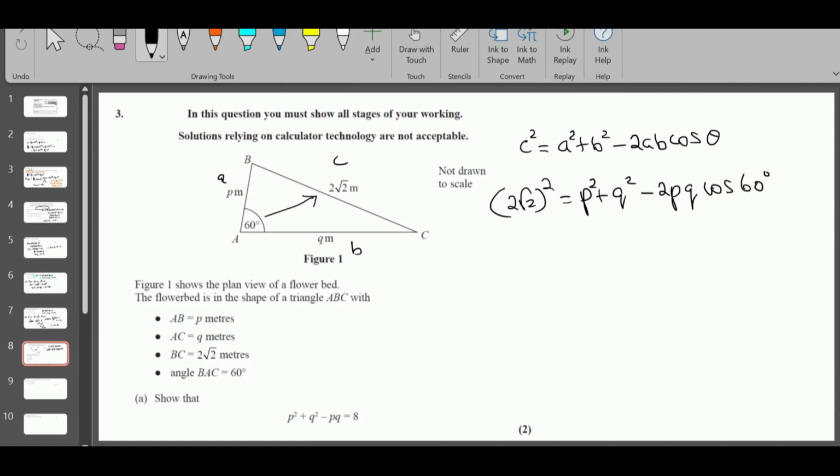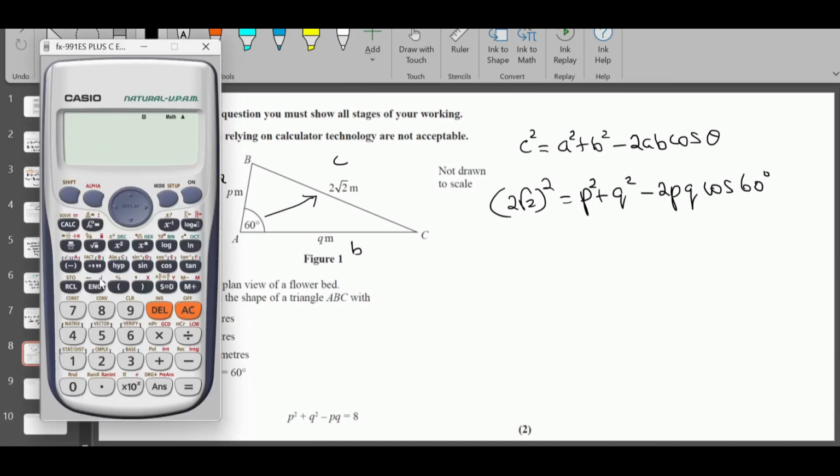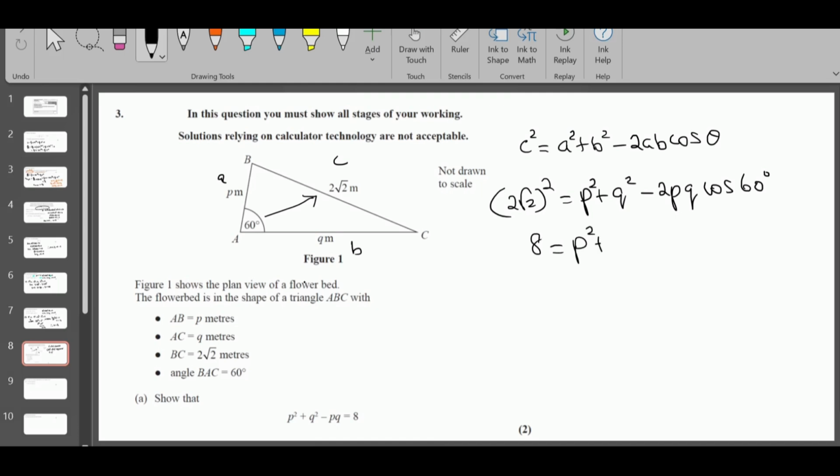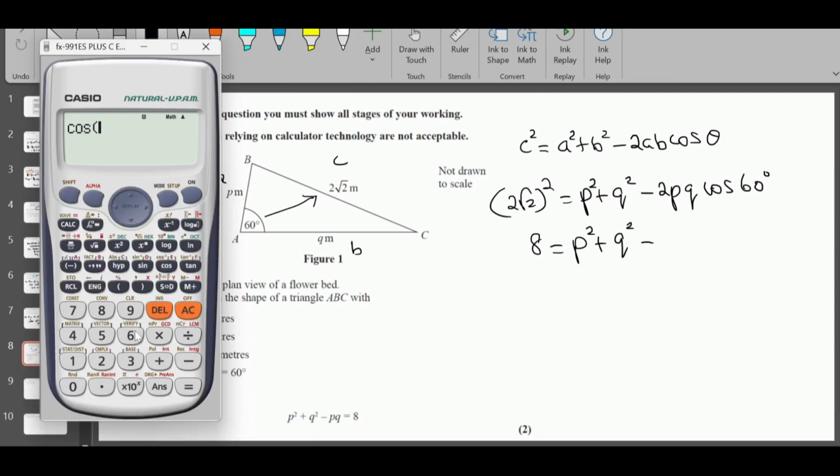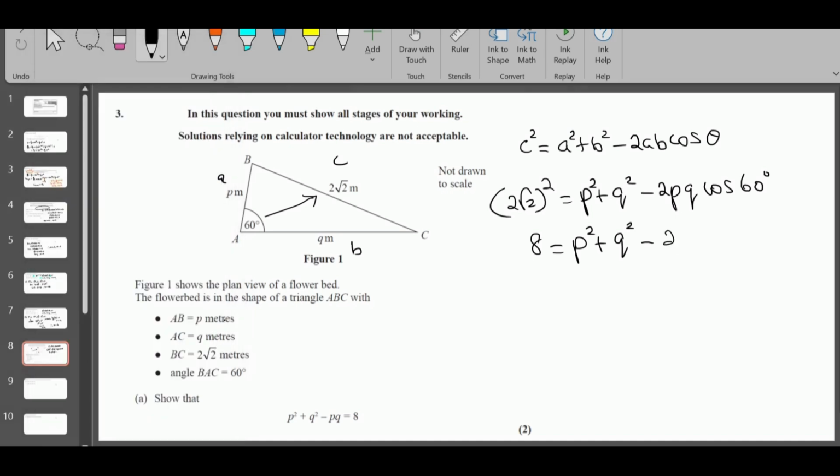2 root 2 whole squared, that's 2 root 2 times 2 root 2, which is going to be 8 actually. So 8 is equal to p squared plus q squared minus 2pq cos 60. What's cos 60? We need to use the degree mode. Cos 60 is 1 over 2. So 2pq times 1 over 2, the 2 and 1 over 2 will cancel. We got this equation already: p squared plus q squared minus pq is equal to 8. It's just a 2-mark question. Let's move on to part B now.